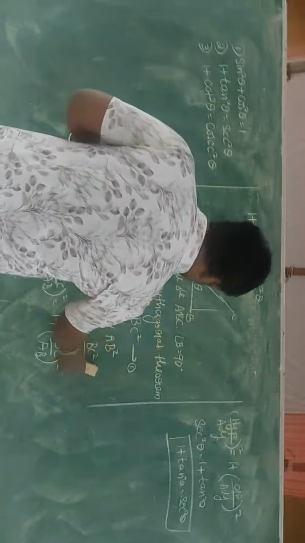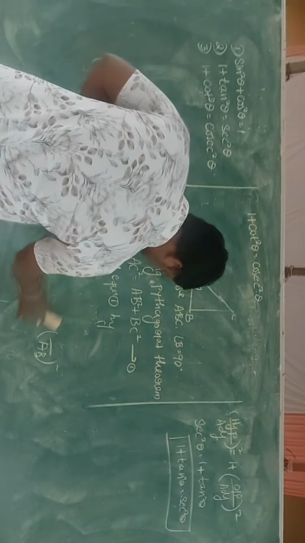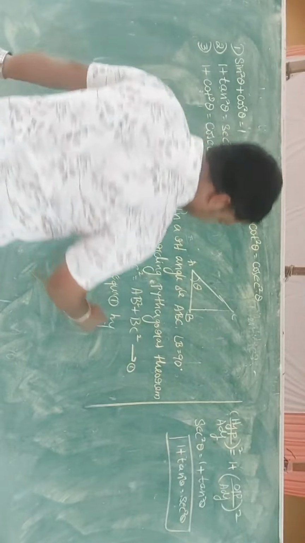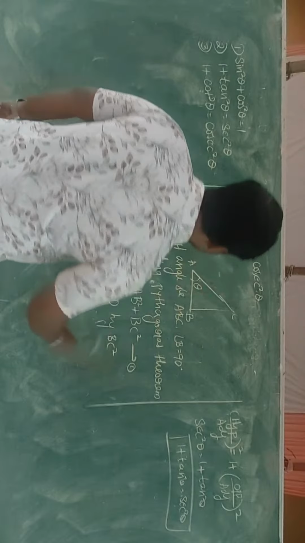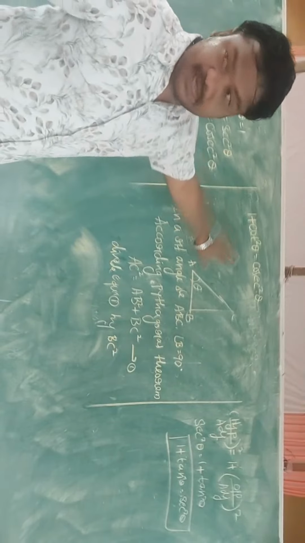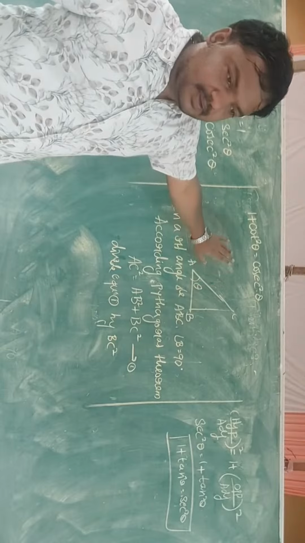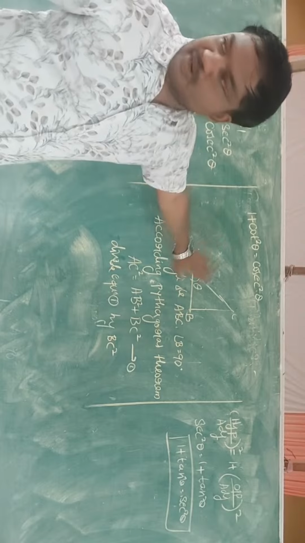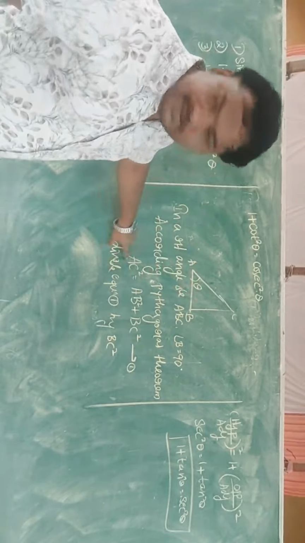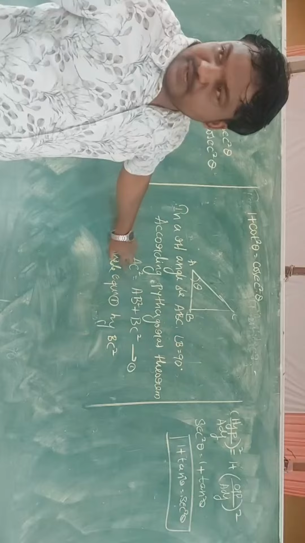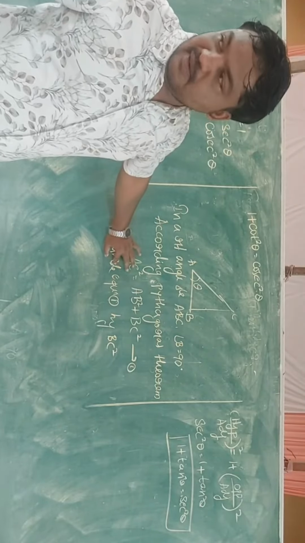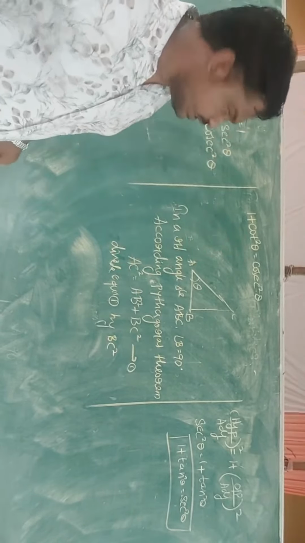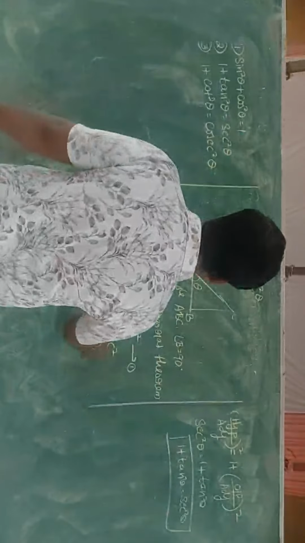Here, divide throughout the equation by BC square. Why BC square? Because cosec square is nothing but what? Cosec theta is nothing but hypotenuse upon opposite. Hypotenuse is here, AC is the hypotenuse. But we have to divide by the opposite side. Hypotenuse upon opposite is nothing but cosec theta. So divide throughout the equation by BC square.